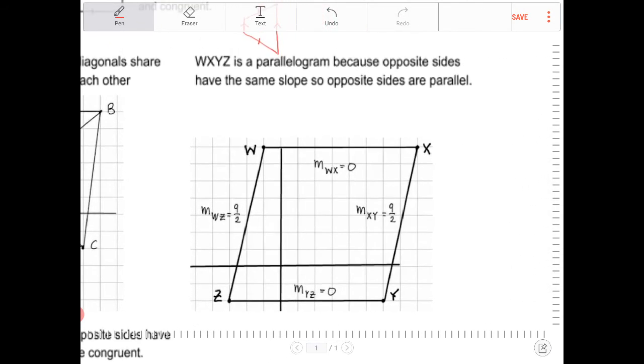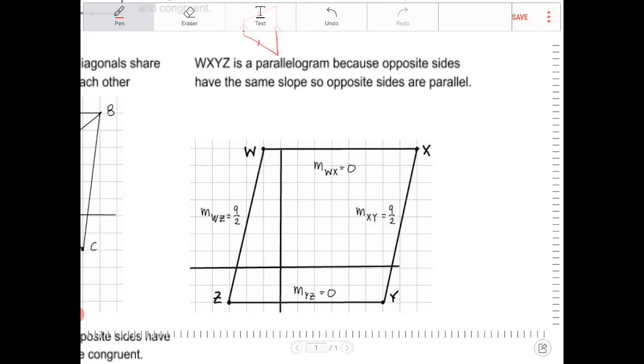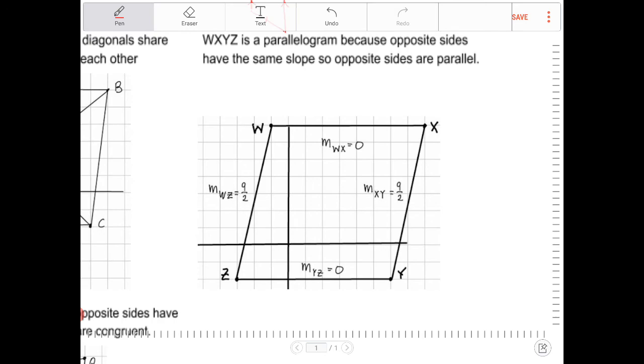And this one over here, WXYZ, is a parallelogram because opposite sides have the same slope. So opposite sides are parallel. Again, find out what the slope is by using the slope formula.